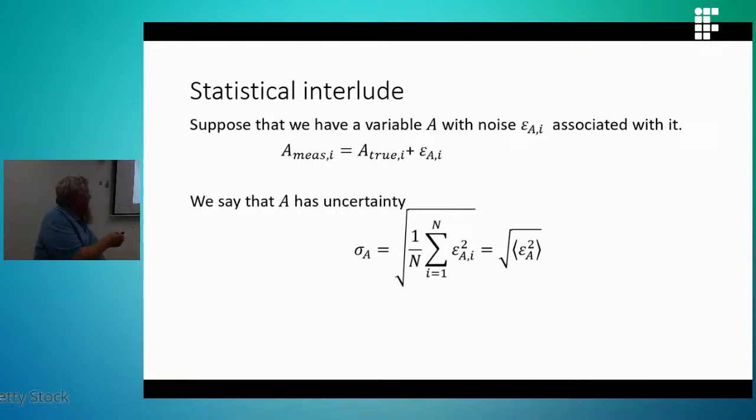So I say that A has an uncertainty, sigma A, of 1 over n, and I take this random variable and square it. And this is just another way of writing that same thing. So it's basically a measure of the size of that variable. It's not the average size, but I square it, I sum them all up, and then I take the average. This is called the sigma. In this context, it's also called the RMS error.